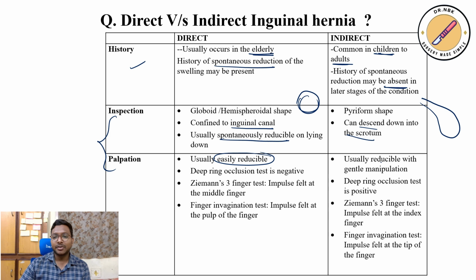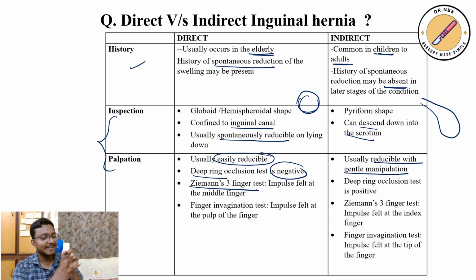Again, the deep ring occlusion test is negative. What do you mean by negative? It means that you are able to see the swelling, a visible bulge, on the medial aspect of the occlusion point. That is why the test is negative. And in the three finger test, you know, the index finger is at the deep ring, the middle finger is at the superficial inguinal ring, and the ring finger is at the saphenous opening. Obviously in direct inguinal hernia, you will get the impulse at the middle finger. Now in the finger invagination test, the impulse is felt at the pulp of the finger. So it indicates that the hernia is coming directly from the posterior wall.